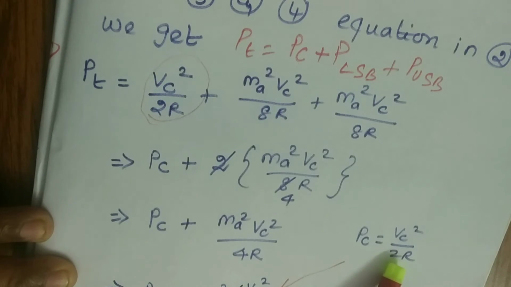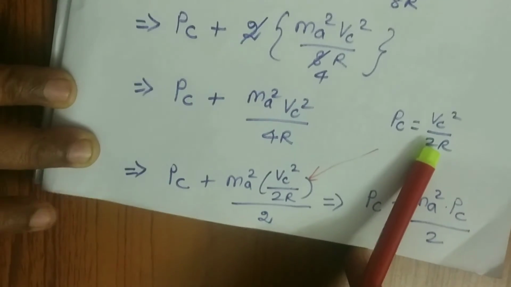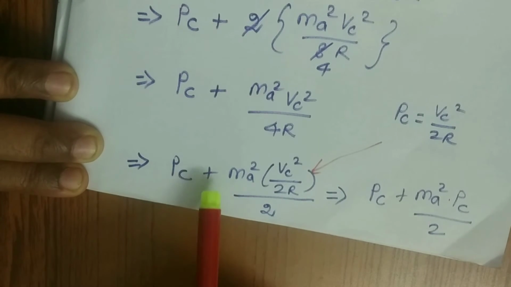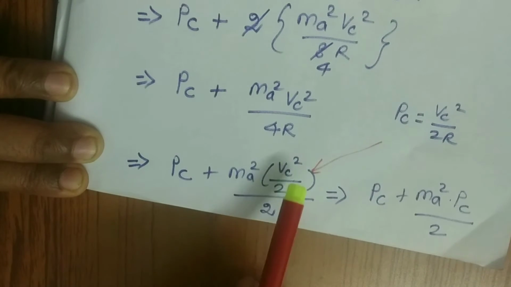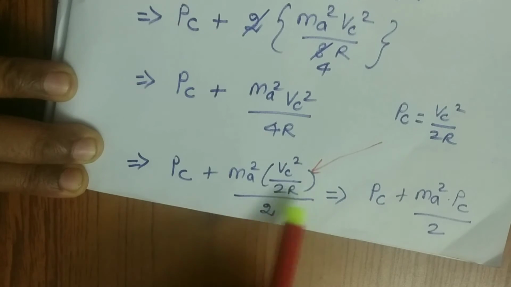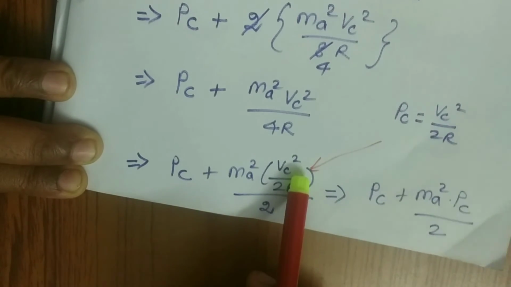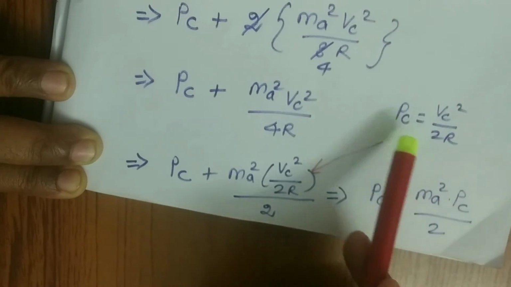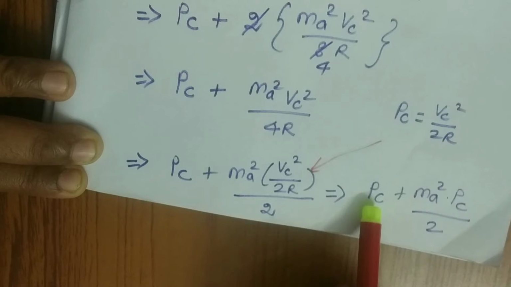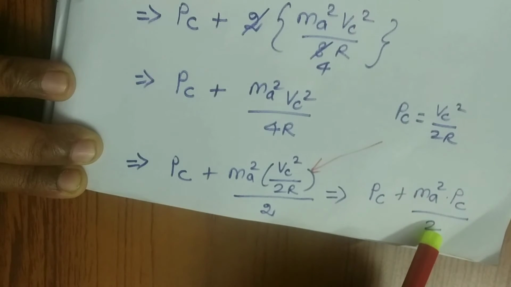PC is nothing but Vc squared by 2R. So PC plus ma squared Vc squared by 2R. I am taking this Vc squared by 2R alone, divided by 2, because this is replaced by PC. So PC plus ma squared into PC divided by 2.